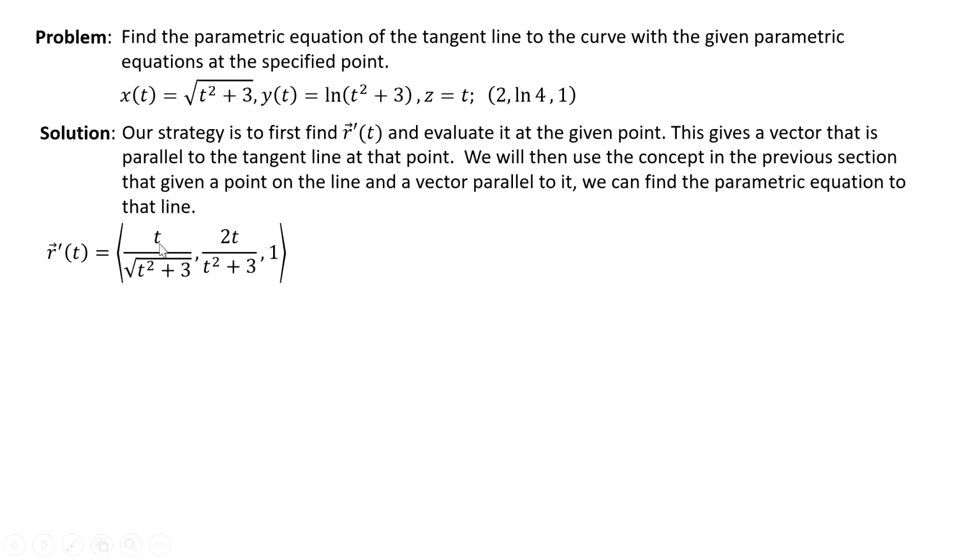All right, r prime of t. I took derivatives of each of these functions. Square root of t squared plus 3: 1 over 2 times the square root, do that and you get this. Natural log of t squared plus 3: 1 over t squared plus 3 times the derivative of t squared plus 3, which is 2t. And the derivative of t with respect to t is just 1. Right? R prime of t.